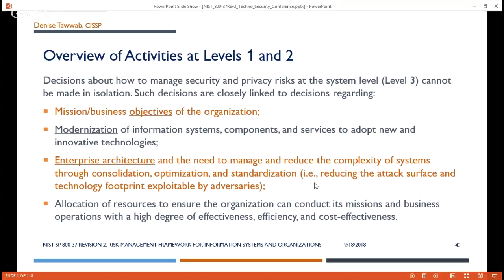Levels 1 and 2 decisions also involve enterprise architecture and the need to manage and reduce the complexity of systems through consolidation, optimization, and standardization, thereby reducing the attack surface and the technology footprint that's exploitable in the first place. And then allocation of resources. This is your budget to ensure the organization can conduct its missions and business operations with a high degree of effectiveness, efficiency, and cost effectiveness.